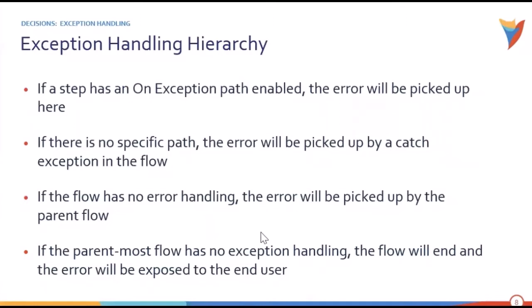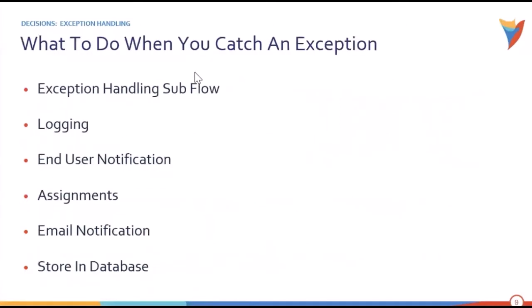So now let's understand what is to be done when we catch an exception. When we catch an exception, there are different things that can be done. There is an exception handling flow. These are subflows which can be embedded into the primary flow once the exception is caught. Then there is logging, there is end user notification, there are assignments, email notifications, or we can also store the exception in the database.